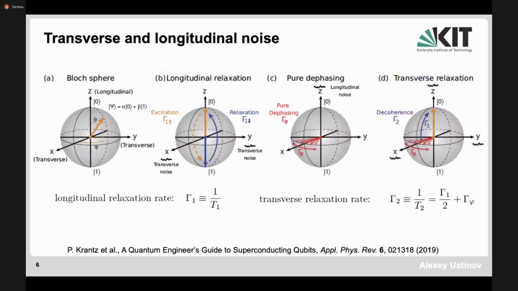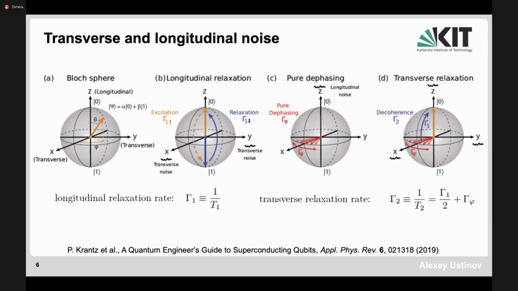So let me remind you what the types of coherence are. What are the manifestations of decoherence? On the left, you see the picture of the Bloch sphere, which we discussed multiple times in this course. And here in the Bloch sphere, we describe the state of a qubit by a vector, which can point to some arbitrary point on the sphere.